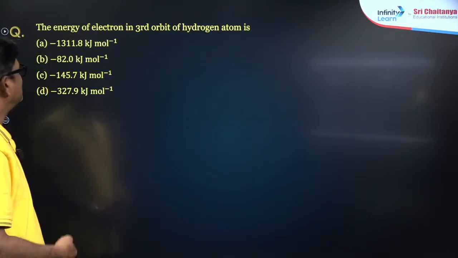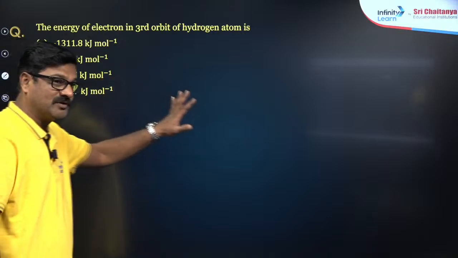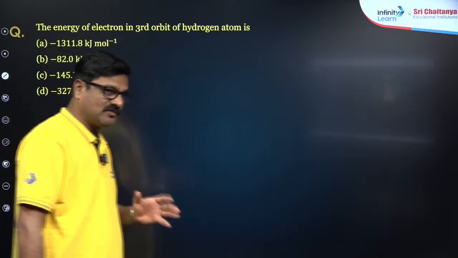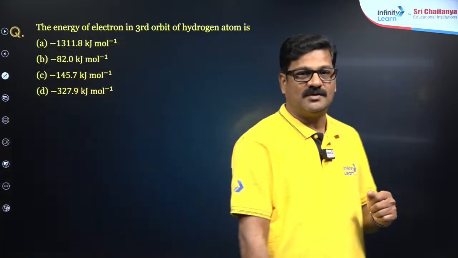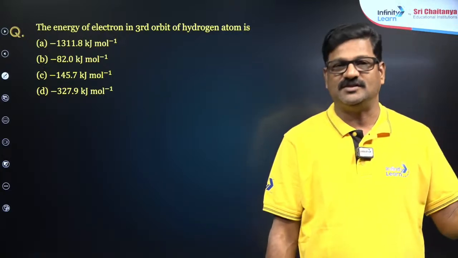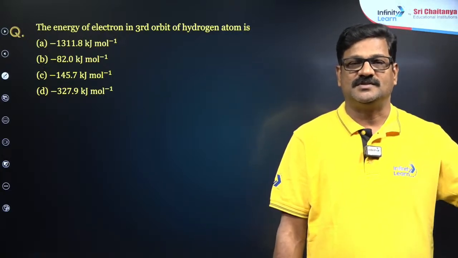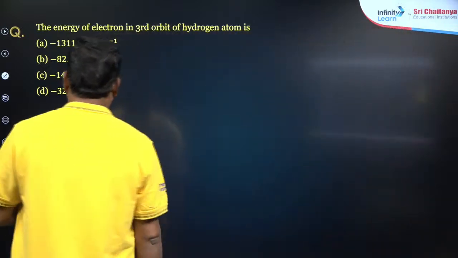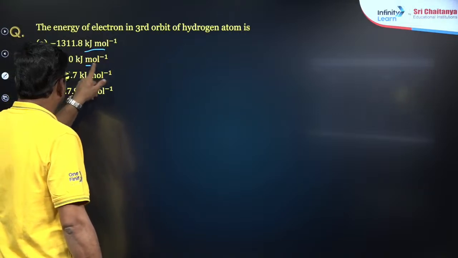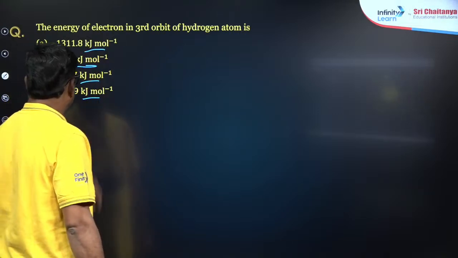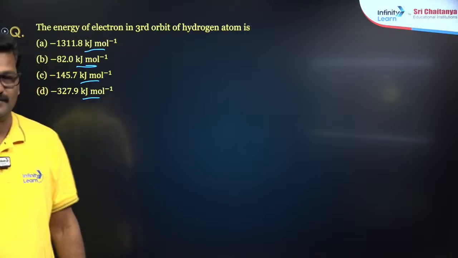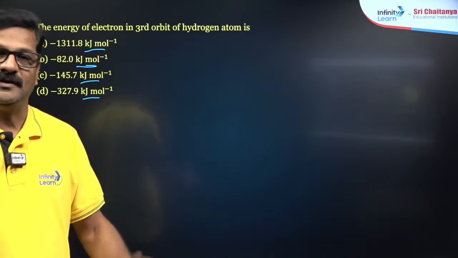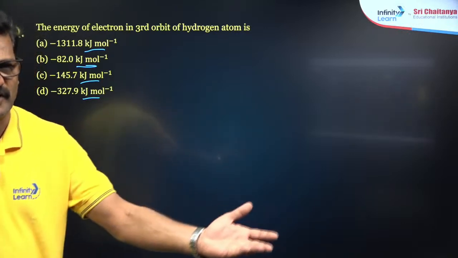Next, the energy of the electron in third orbit. Everybody can do it. Energy of the electron in the first orbit is equal to 2.18 into 10 power minus 18 into z square by n square. है ना? So you have to convert into kilojoule per mole. Give the answer in kilojoule per mole. Minus 1312 into z square by n square kilojoule per mole. Directly you can use this.